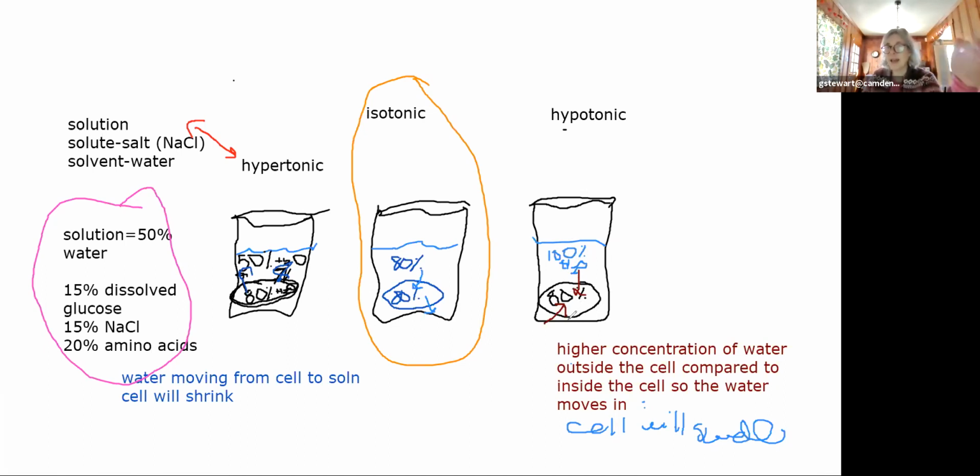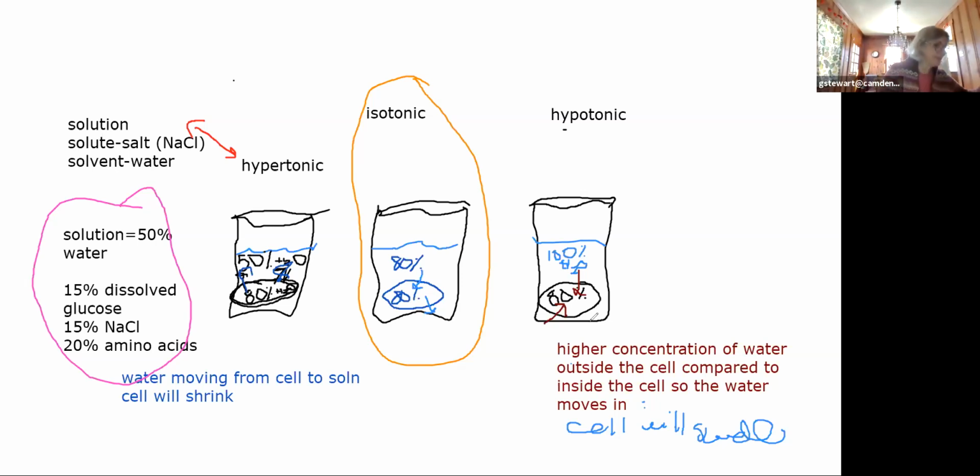Again, most cells have mechanisms to prevent this from happening, to the bursting level. And plant cells, like they show in your textbook, prefer to live in a hypotonic environment because that helps keep their turgid state, their turgidity, their rigidity. It helps the plant stand upright because all the cells are filled with water.